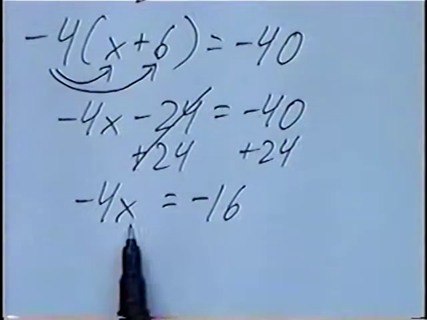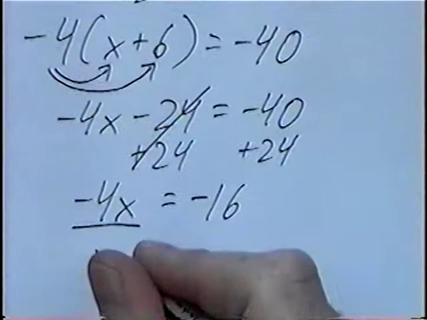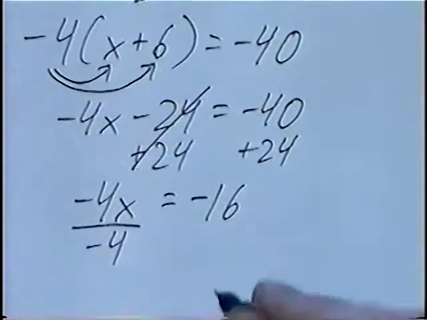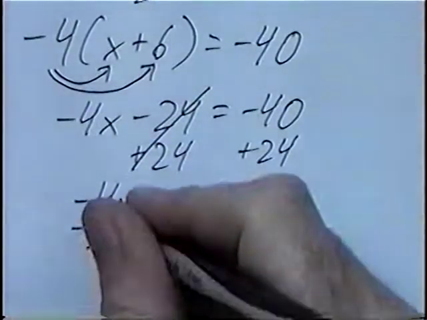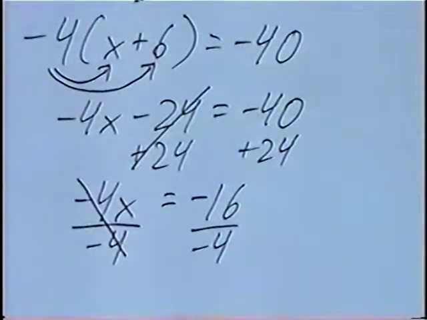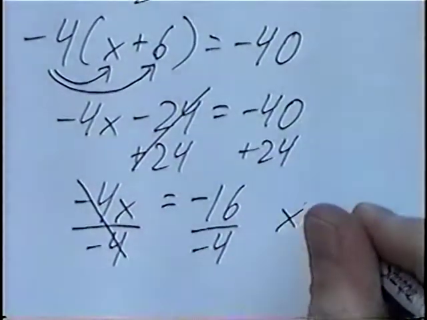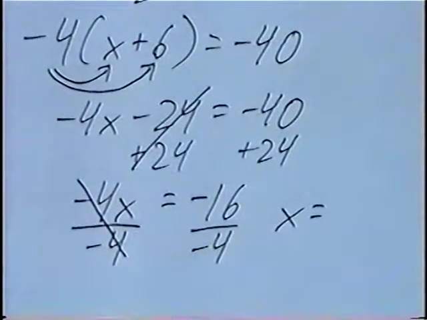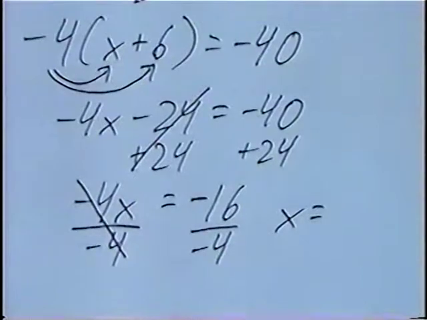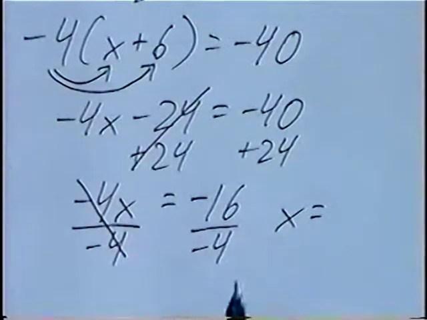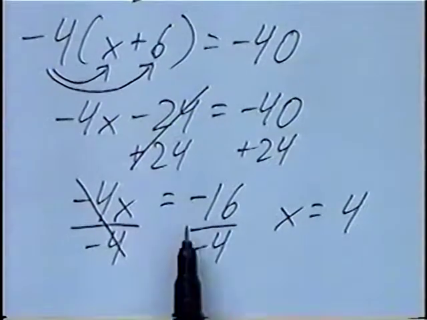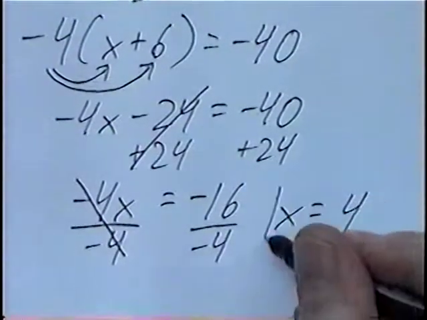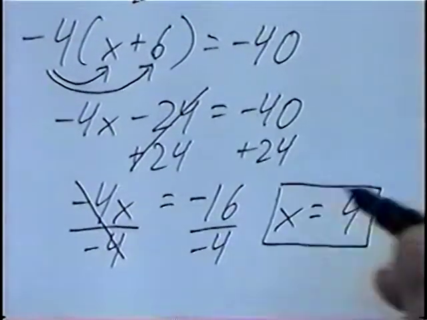And last step, negative 4 times x, cancel out multiplying by negative 4. You can divide each side by negative 4. Negative 4 divided by negative 4 cancels. So the final answer would be x equals negative 16 divided by negative 4. 16 divided by 4 would be 4. And when you divide two negatives, the answer is positive. So x equals 4.